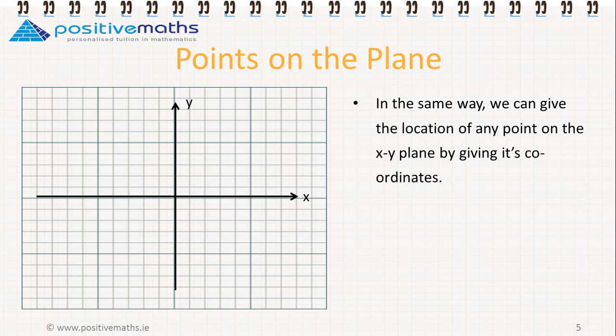Now let's discuss points on a plane. In the same way, we can give the location of any point on the XY plane by giving its coordinates. First, we must assign each box with a value. So on the x-axis, we're going to have 1, 2, 3, 4, 5, 6, and 7. So increasing as it goes to the right. And then on the left side of the x-axis, we have our negative values. So -1, -2, -3, -4, -5, and so on. So this is the same as a number line that we would have seen before. So our positive and negative values.